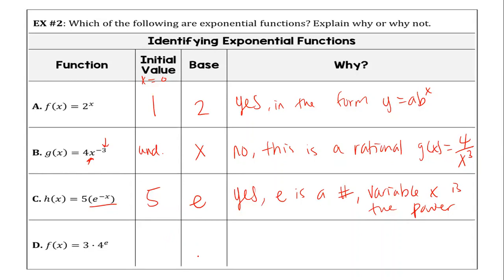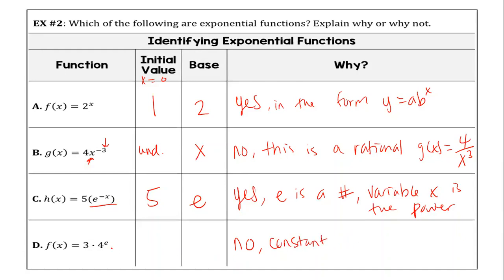In general. All right, is D an exponential? No, it's just a number. This is not an exponential function. It's no, because this is a constant function. Why is it a constant? Because this is just a number.